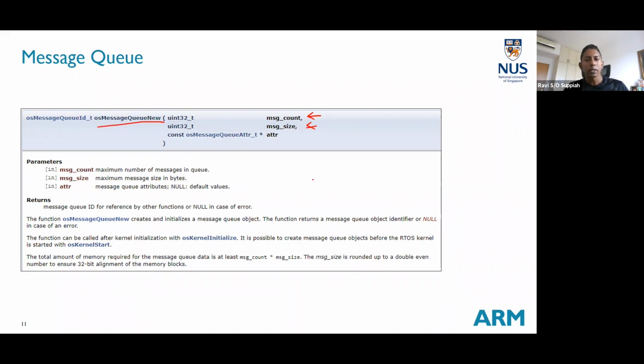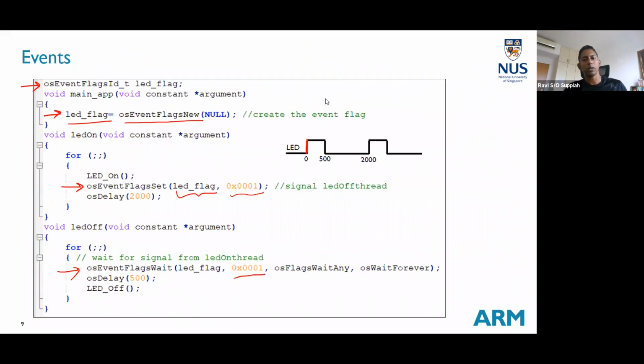Okay, wait, let me just answer. If multiple processes can write to the event flag, do we have to mutex it? So you do not need to use a mutex for an event flag, because once you set the event flag, whichever task is waiting in the queue first will get it.